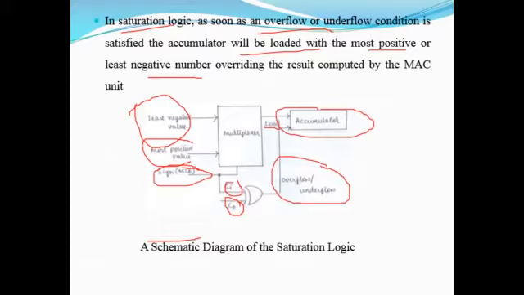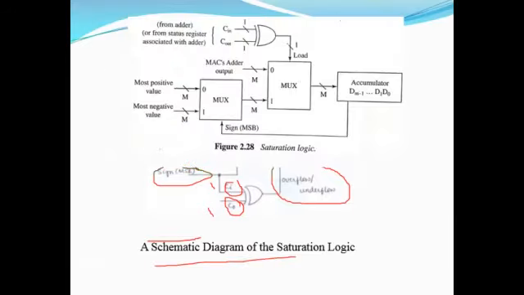Depending on the state of Ci and C0, whether both are the same or both are different, the XOR gate is going to produce some value. If both are 0, or if both are equal, then it results in 0. If both are unequal, then it produces 1, so that the overflow or underflow condition is highlighted to the accumulator. So that is about the saturation logic.